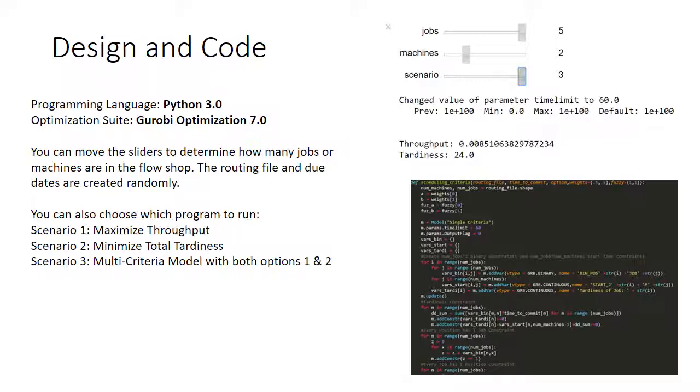Here is the design and code of my project. To code this project, I used the programming language Python and specifically used the Gurobi optimization suite for the linear programming model. On the top right-hand side, you can see a sample model of my program. You can use the sliders to change the number of jobs and the number of machines in this flowchart. You can also use the slider to change the scenario, and the three scenarios as listed before are to maximize throughput, minimize total tardiness, and the multi-criteria model which optimizes for both.